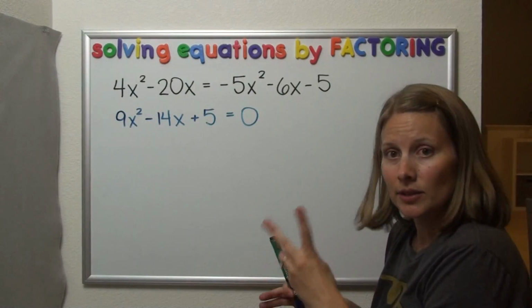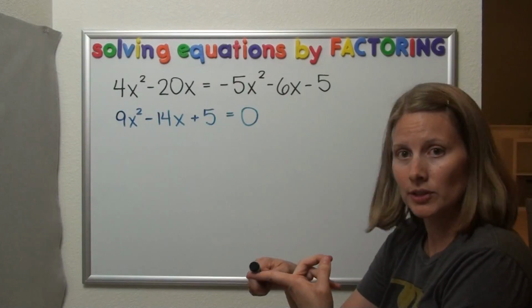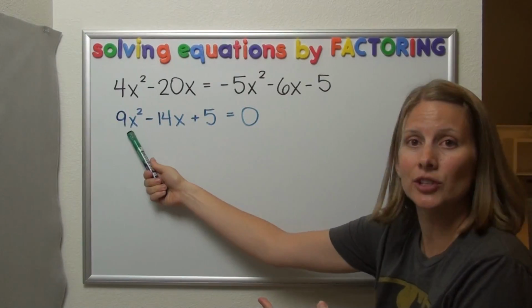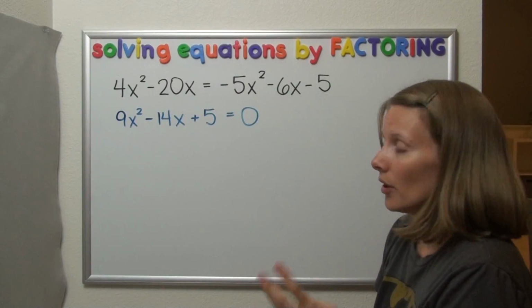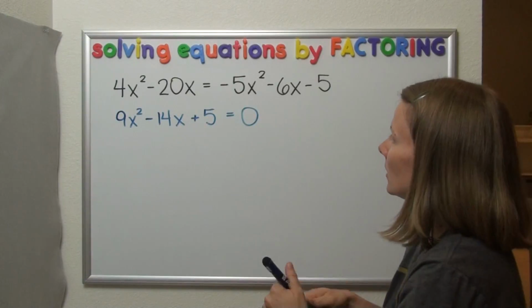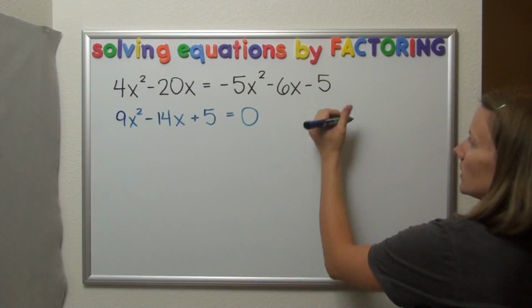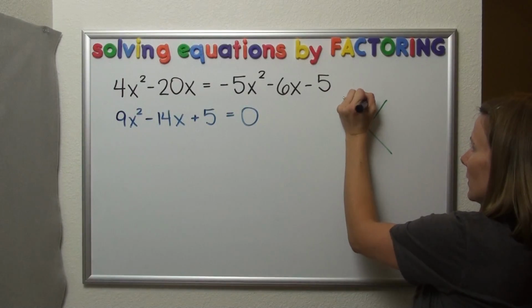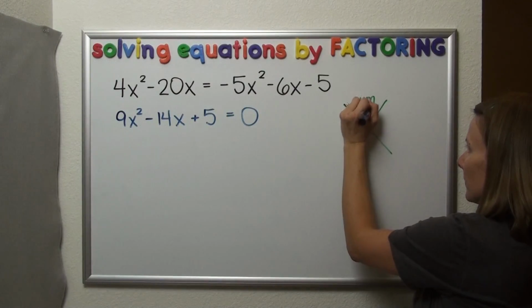So once it's set to 0, step 2 is we got to factor. First step is to look for descending order. We've already got it. Second is we want to look for GCFs. I have none. Third is to look at how many terms, and I've got 3 terms. That tells me X box. So again, I'm going to run out of room if I don't go off to the side to do this. The sum I'm looking for is a negative 14.